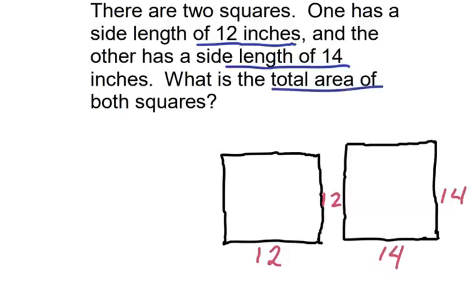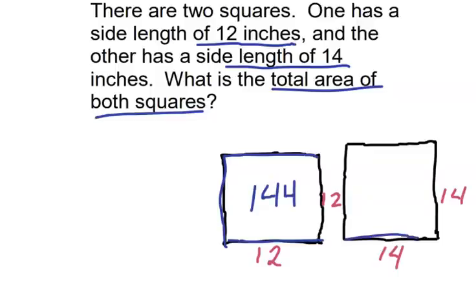What is the total area of both squares? All right, so the one on the left we have, and again, they're squares. So you know that every single side is the same length. So if we know that one side's 12, then all the other sides are 12. So it's going to be 12 times 12 is going to give us the area of that square.